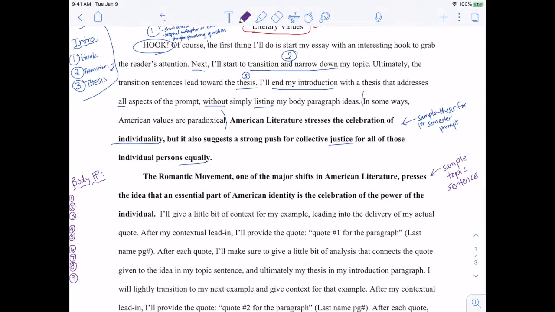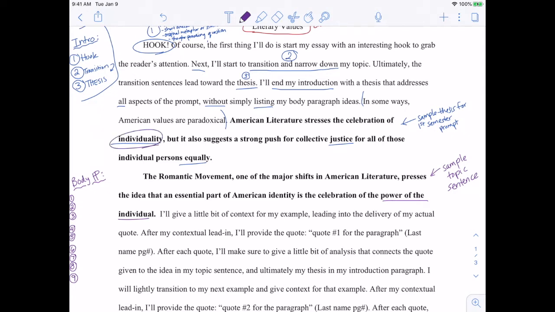Okay. It says, the Romantic movement, one of the major shifts in American literature, presses the idea that an essential part of American identity is the celebration of the power of the individual. First of all, notice that your topic sentence is an idea. It's not just stating the different movements that you're going to use, although in this one it does actually acknowledge it. But notice it says an essential part of the American identity is the power of the individual. Okay, and if I were to go back to my thesis, does it mention the power of the individual in my thesis? Yeah, right here.